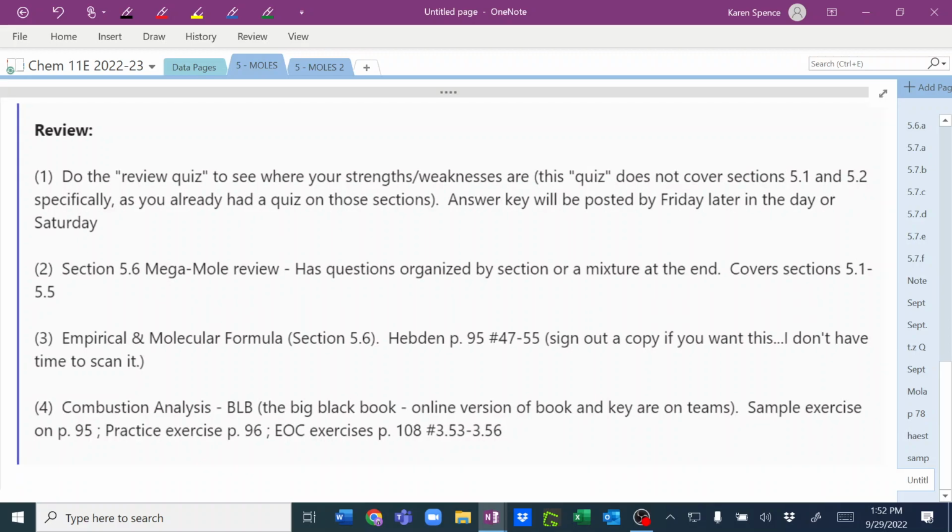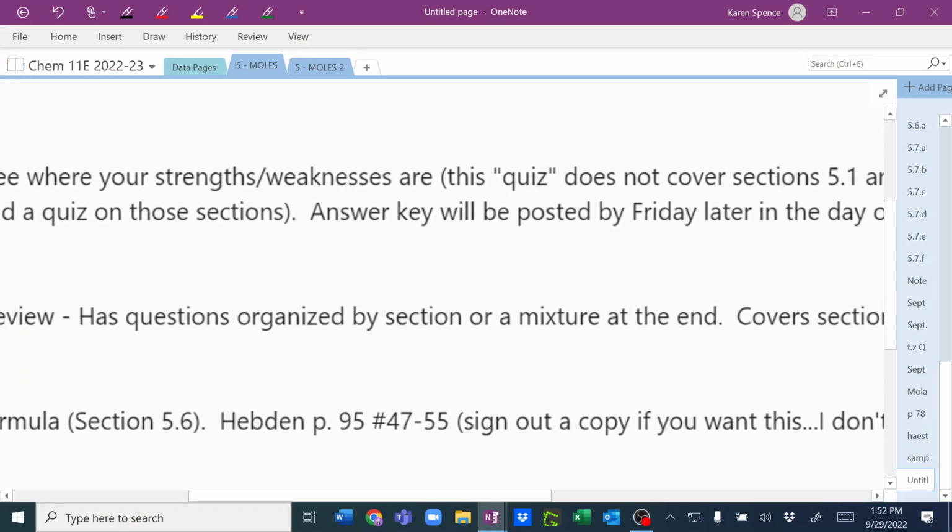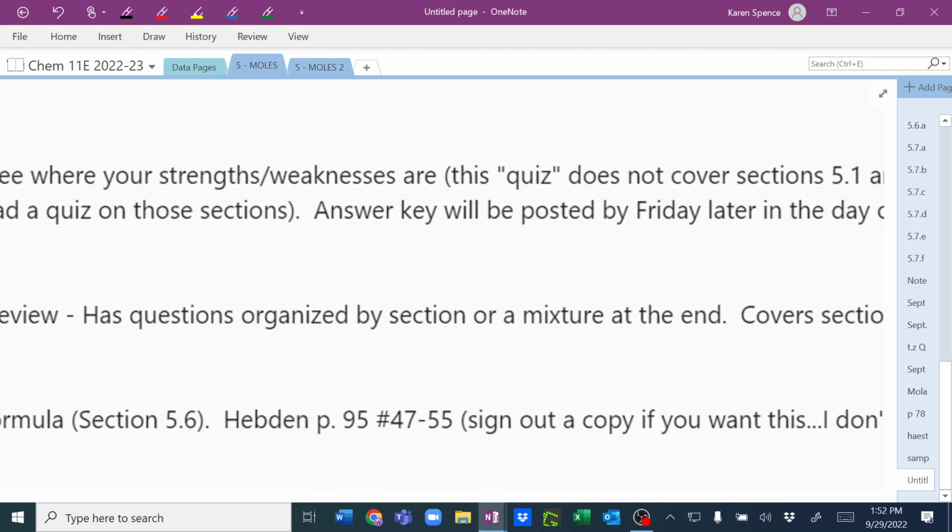5, 4, 3, 2, 1. So here is the review that's on Teams. It says this is what you can do to review for your test. First of all, you can do the review quiz to see where your strengths and weaknesses are. The answers will be posted either Friday later in the day or Saturday, okay?